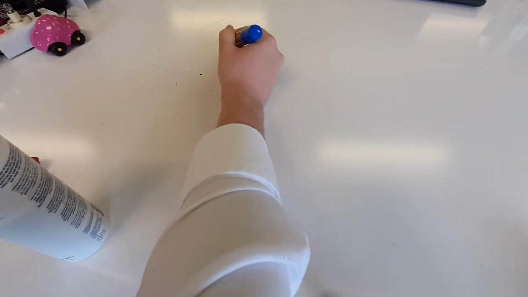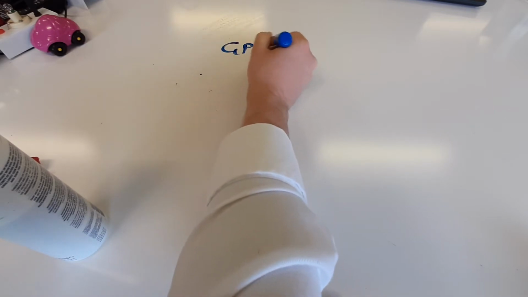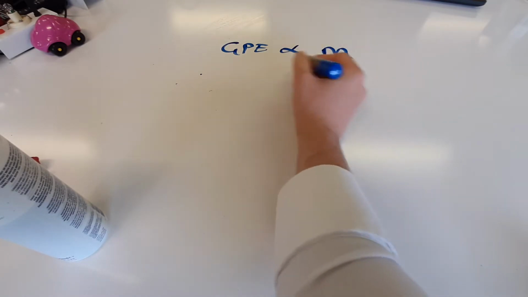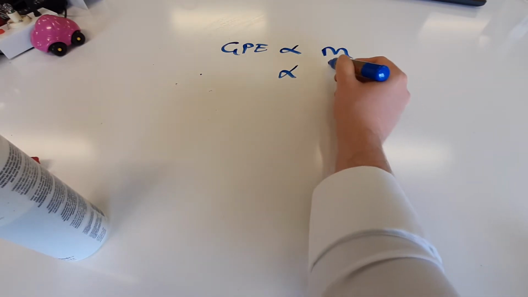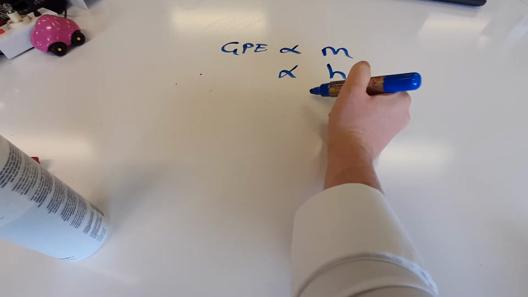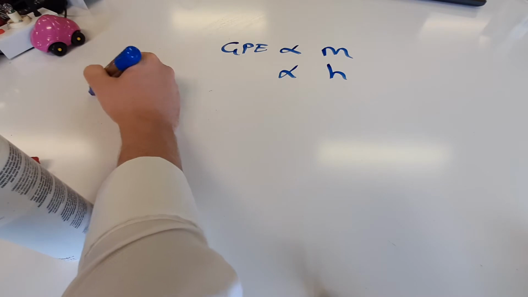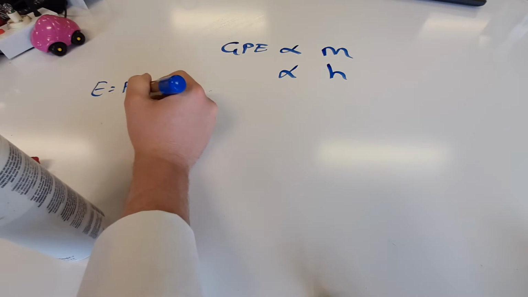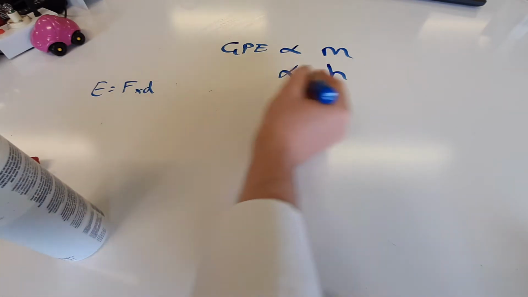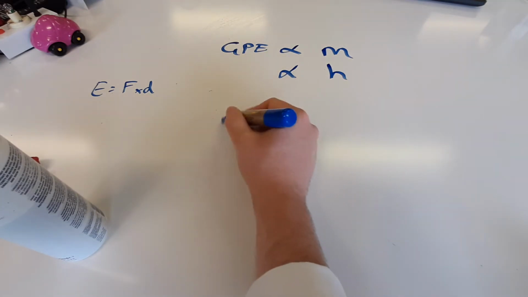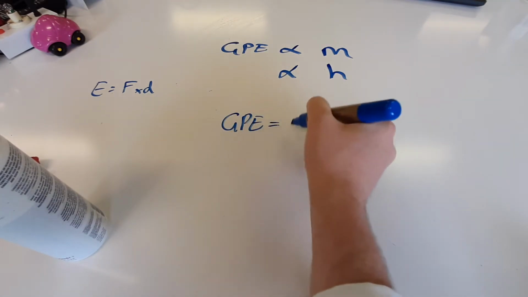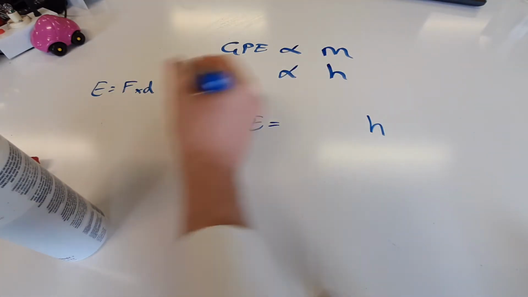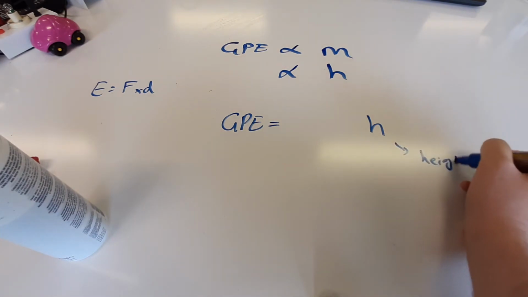So what we have for this is that GPE, or gravitational potential energy, is going to be proportional to the mass of the object. It's also going to be proportional to the height at which the object is above the ground. Now I also want to remind you of this formula here, where we said energy is equal to force times distance. Now we have a distance in the height of this one. So we can say that gravitational potential energy is going to be equal to something times by height.